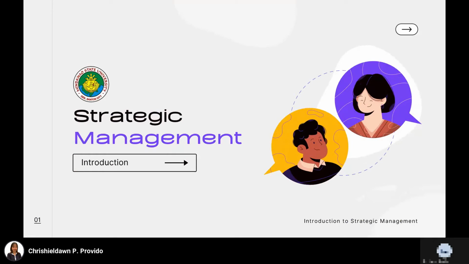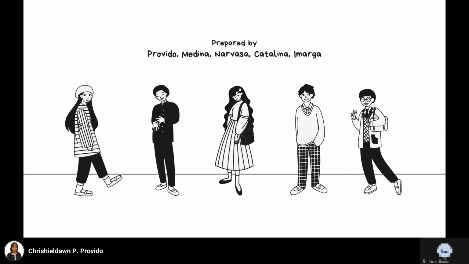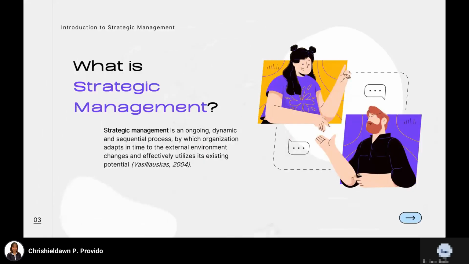Good day everyone, we are Group 1 and we are going to discuss the introduction to strategic management, including its definition, characteristics, intents and processes as well as its benefits. First, let us define what is strategic management.